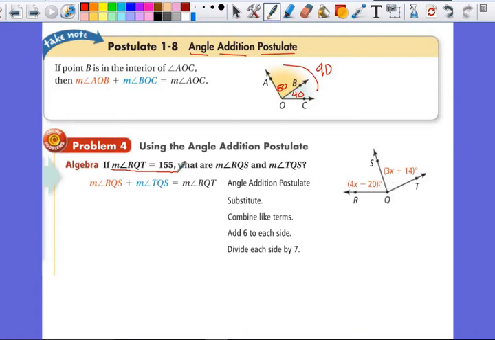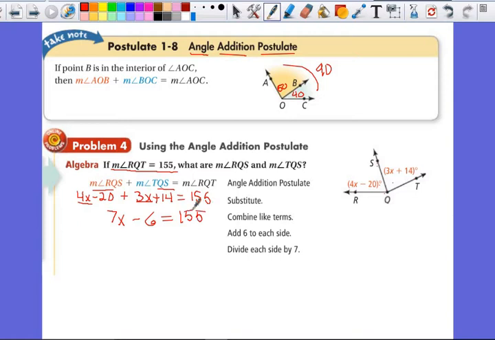So RQS, if you look over here, RQS is 4x minus 20. So that's what I'm going to write in that spot. Plus TQS is right there. We're going to write 3x plus 14 in that spot. And then we know it equals RQT, which is 155 because it told us in the part above. Now, the next step is it tells us to go ahead and combine like terms. So 4x and 3x would give us 7x. And then we have a negative 20 plus 14 would give us a minus 6. And it still equals 155, right?